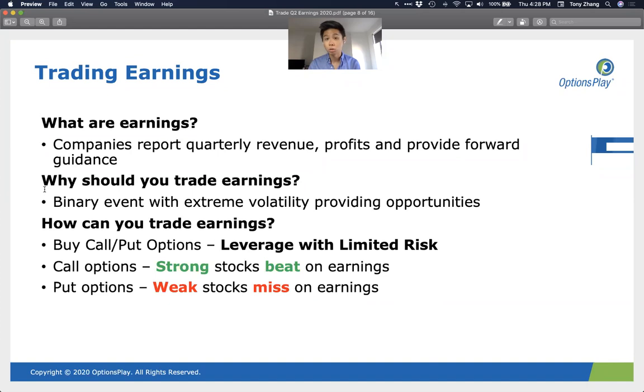Now, why should you trade earnings, or why should you care about earnings? Number one, it creates what we call a very volatile binary event, because when the market expects something and the company reports something drastically different from what's expected, the stock usually will make a big move higher or lower as a result of how far the actual report is.